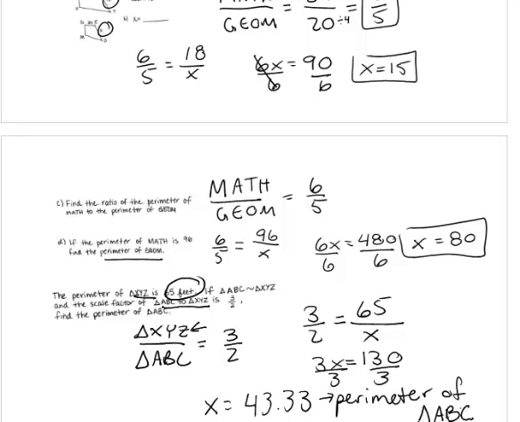Okay, so the main purpose of today's lesson was to show you that the ratio of the perimeters of similar triangles is going to be equal to the ratio of sides of similar triangles. So if you know how the sides are compared, what fractional difference there is, then you know how to compare the perimeters as well.